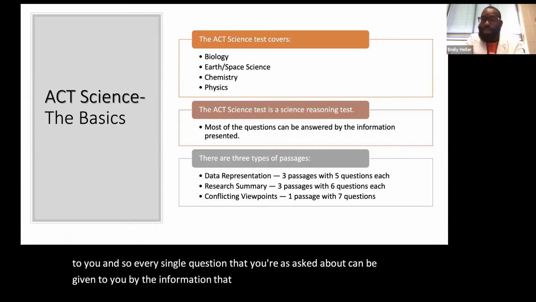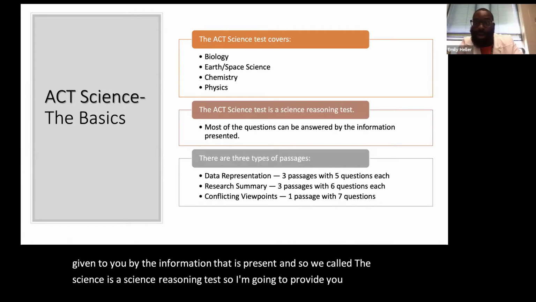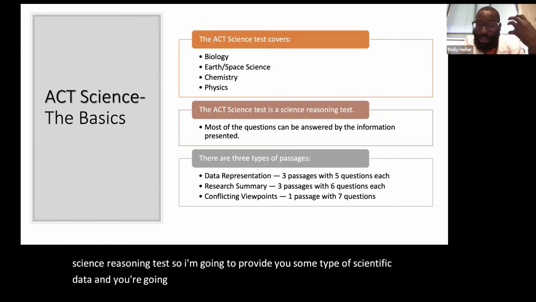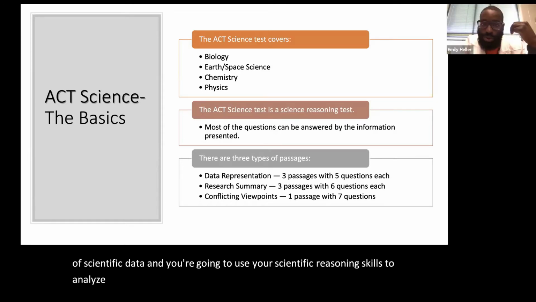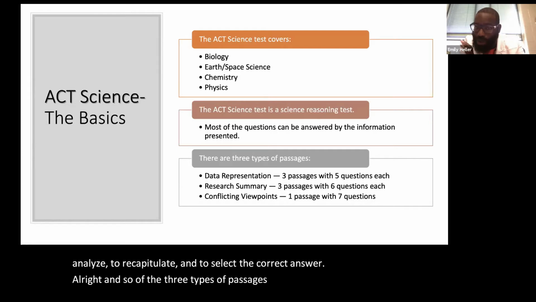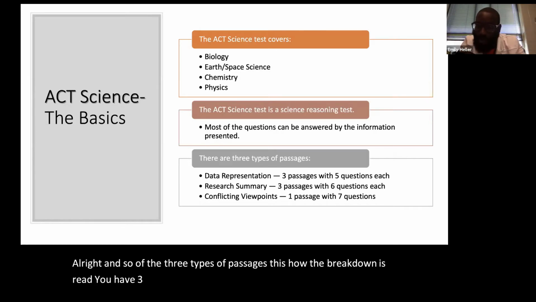And so we call the science test a science reasoning test. So I'm going to provide you some type of scientific data, and you're going to use your scientific reasoning skills to analyze, to recapitulate, and to select the correct answer. All right. And of the 3 types of passages, this is how the breakdown is written. You'll have 3 passages that are data representation. You have another 3 passages that are research summary. And then you have 1 passage that is conflicting viewpoints.